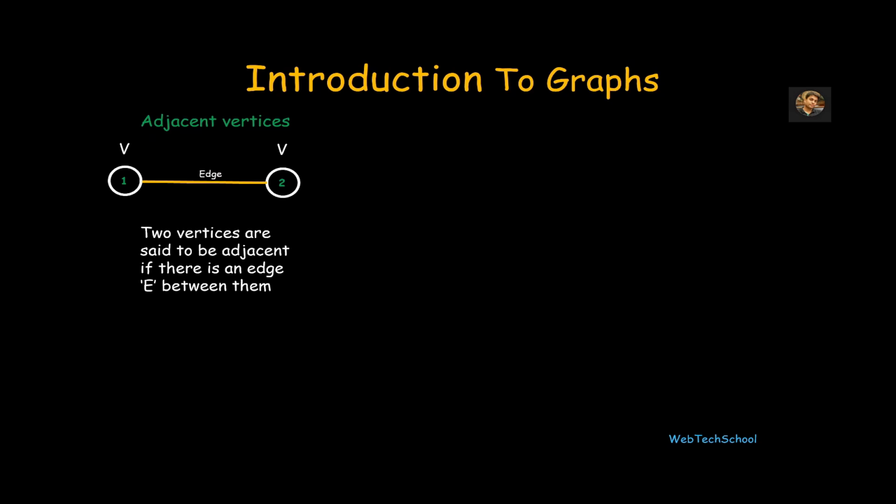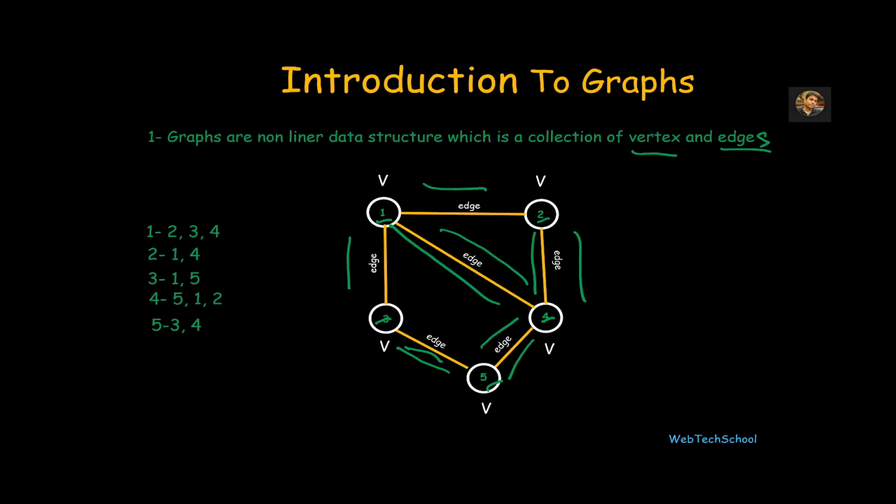Two vertices are said to be adjacent if there is an edge E between them. Considering the given example, we have V1 and V2. So we have an edge E1 between V1 and V2. So we can say V1 and V2 are adjacent vertices.